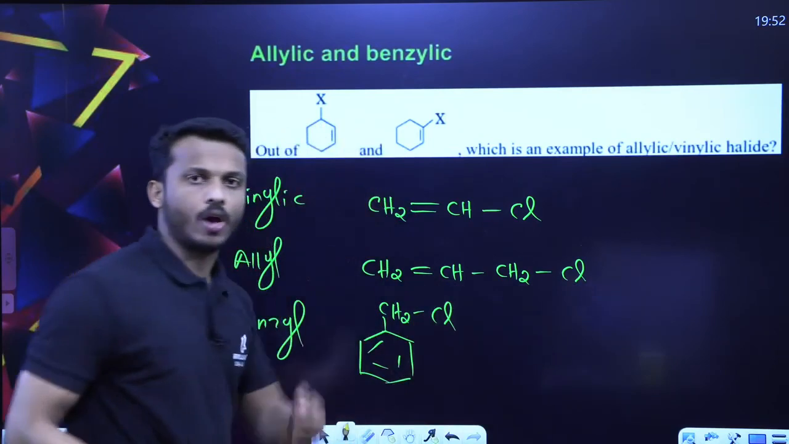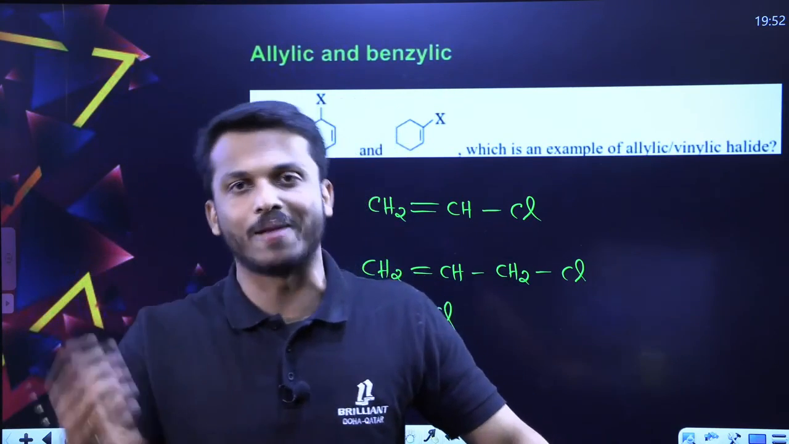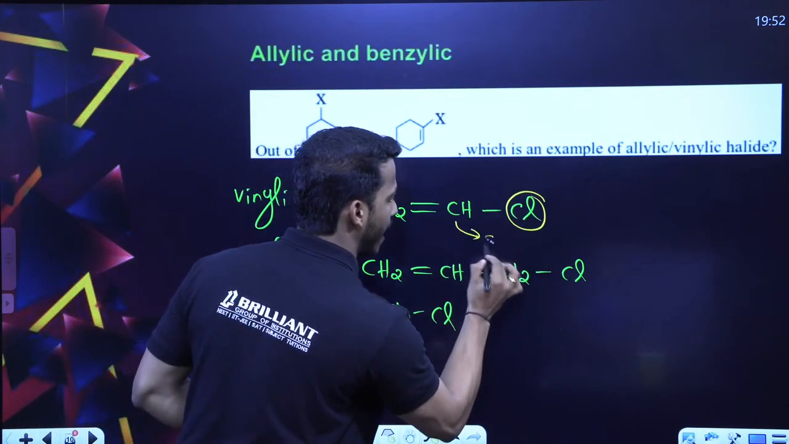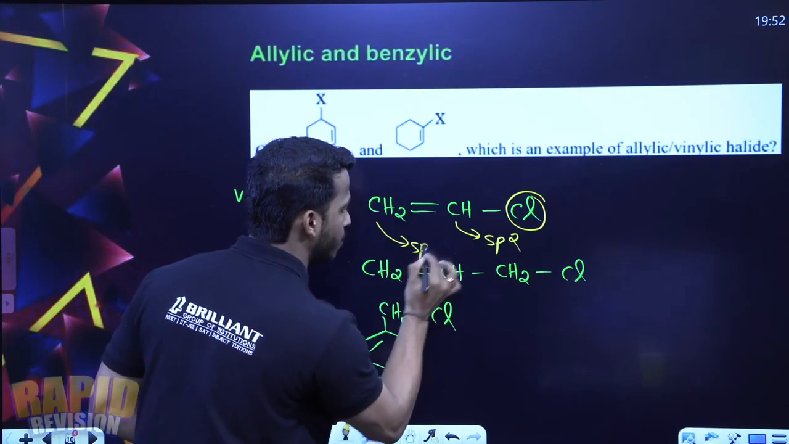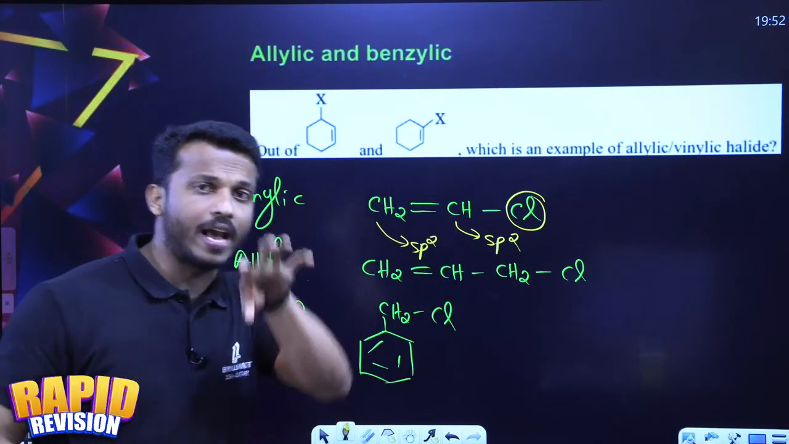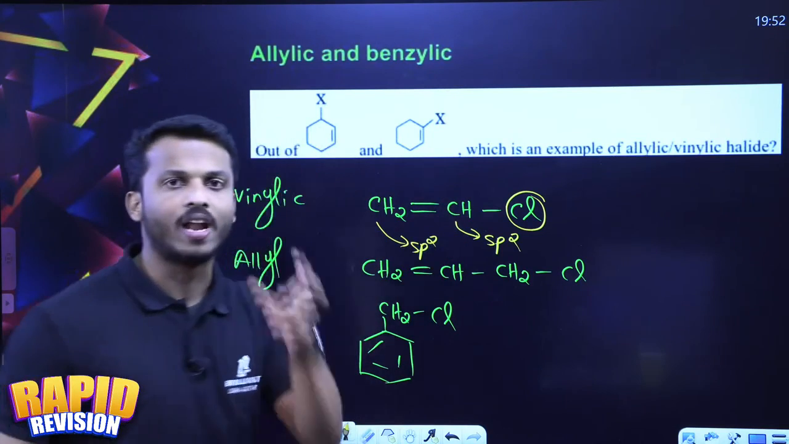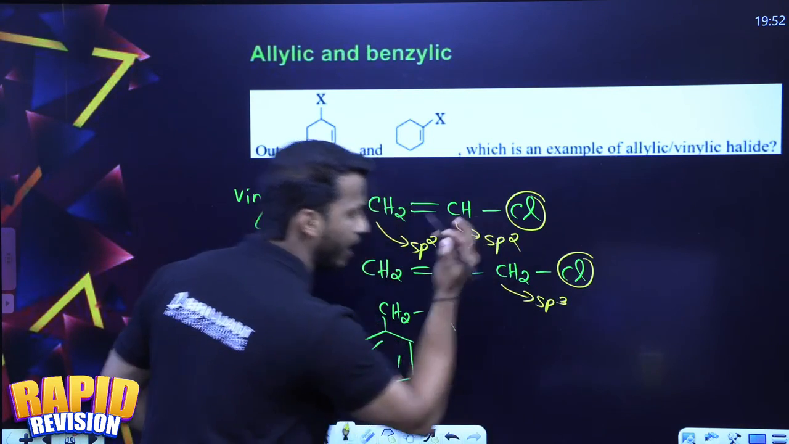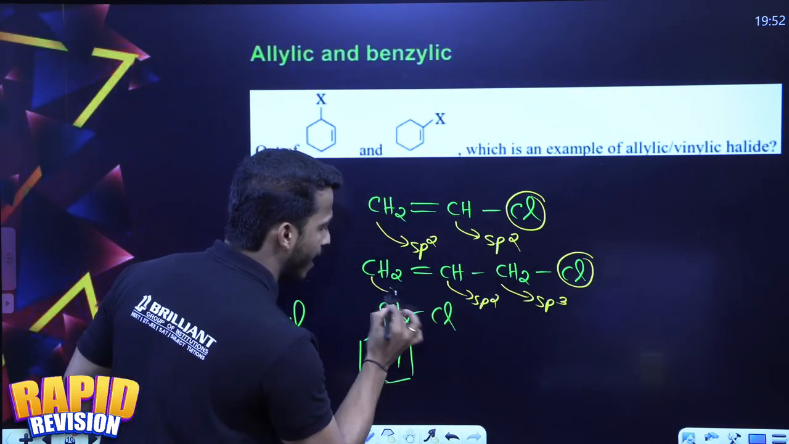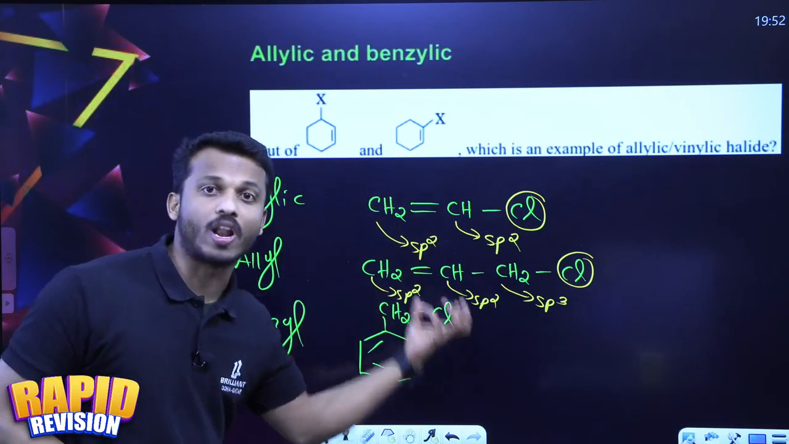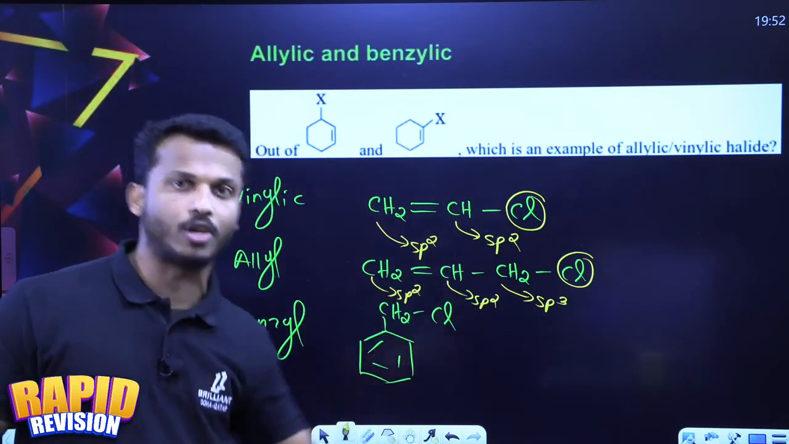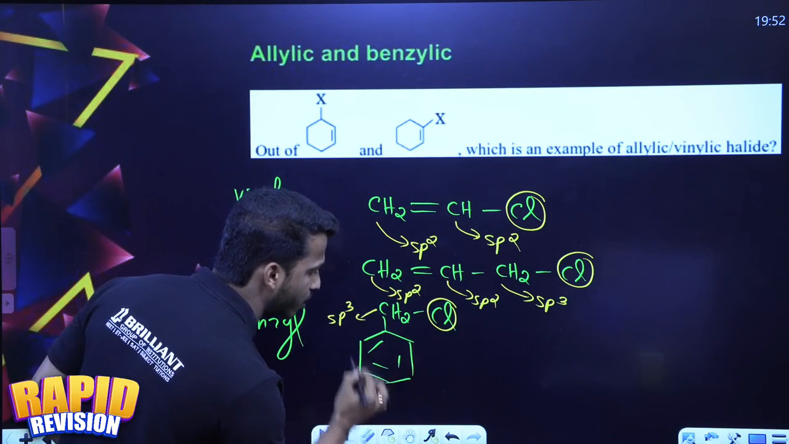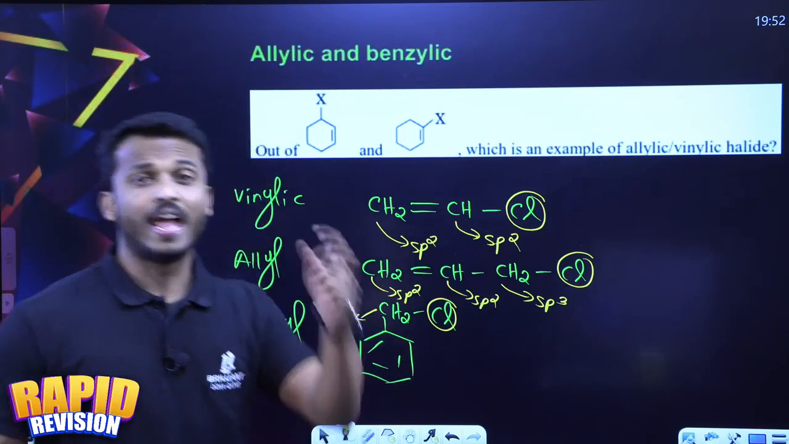Dear all, how can you detect whether it is allylic, vinylic or benzylic? That is due to their hybridization. Here the chlorine-connected carbon is sp2 and this is also sp2. If the halogen-connected carbon is sp2, we call it a vinylic carbon or vinyl group. Whereas if the halogen-connected carbon is sp3, followed by sp2, sp2, we call it an allyl group. And a benzyl group: the halogen-connected carbon is sp3, and on it there is a phenyl ring.